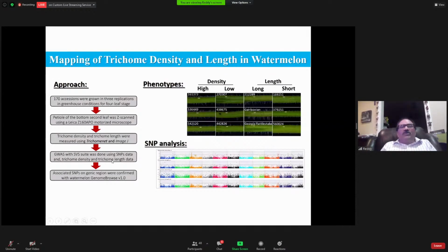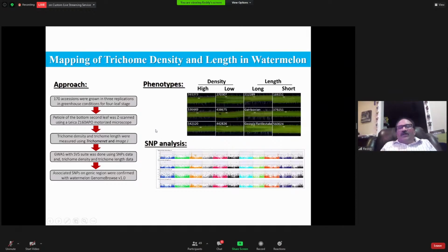So what we did, out of those 1,500 watermelons, we identified 170 highly diverse accessions, and we grew them in replications. At the 4-leaf stage, we took the petiole of the second leaf, scanned it under the microscope, and used some publicly available software to estimate the density and the trichome length. And since we had sequenced, we already have SNP data. So we conducted this genome-wide association study, that is associating SNP polymorphisms with the phenotype.